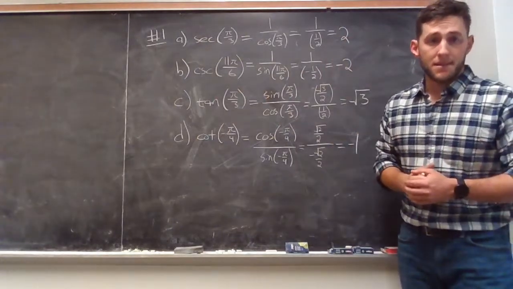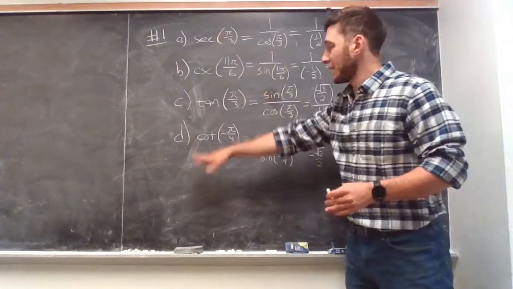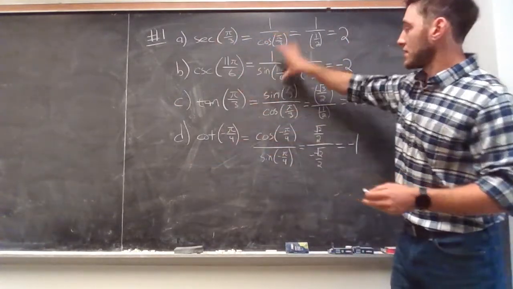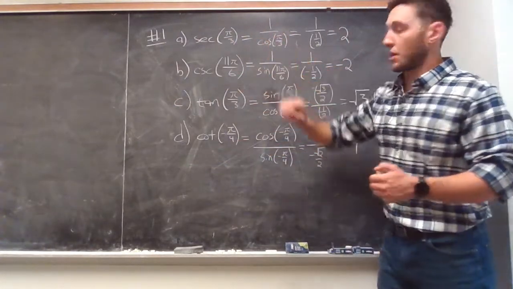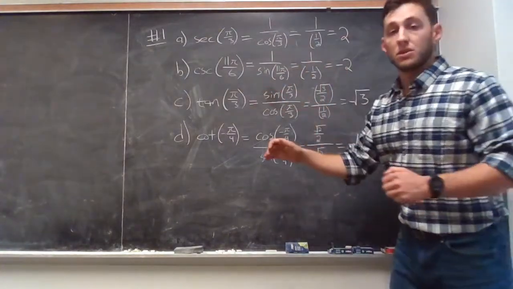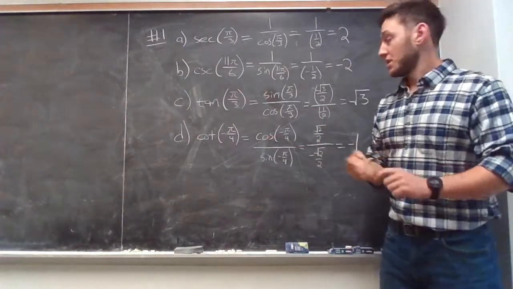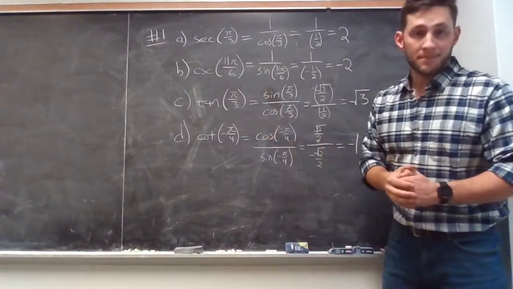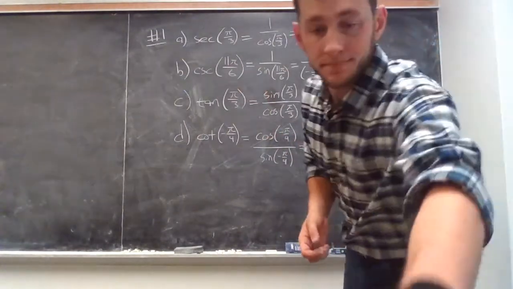The whole intent behind this problem is that you guys know exactly what these guys are and how they translate to this next line over. Secant, 1 over cosine. Cosecant, 1 over sine. Tangent, sine over cosine. Cotangent, either 1 over tangent or cosine divided by sine. See you at the next problem.